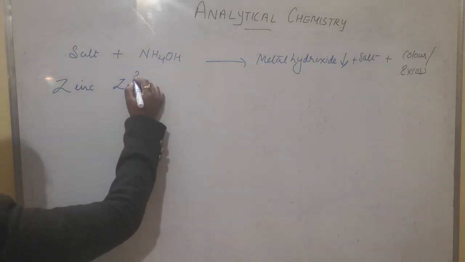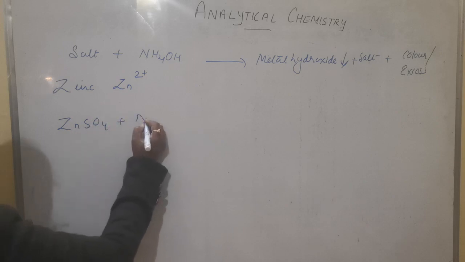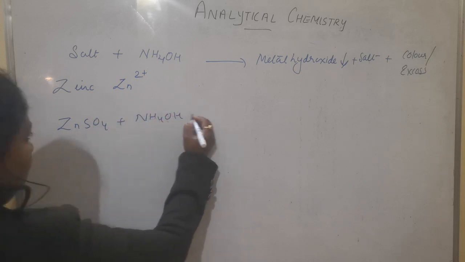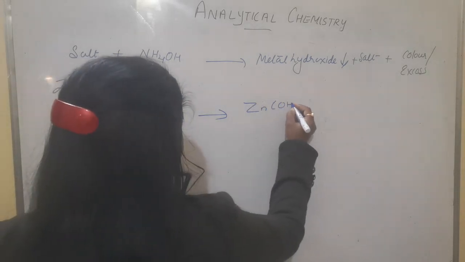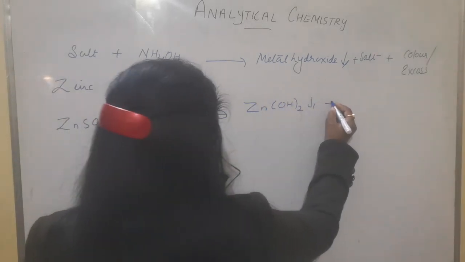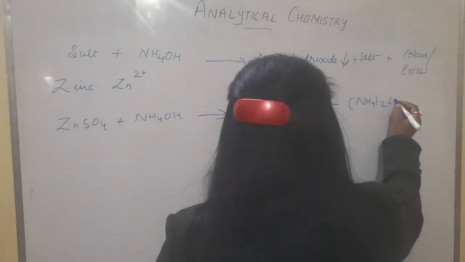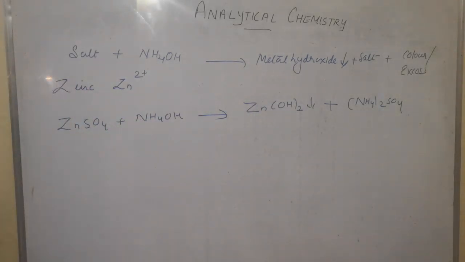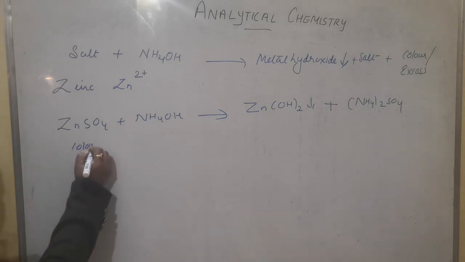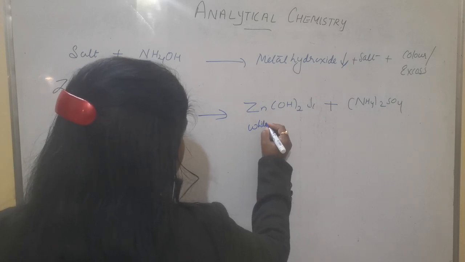Symbol zinc. So we'll take ZnSO4, then we'll add NH4OH and make a precipitate of metal hydroxide and a salt. Now what could be the color of this zinc? So it is colorless. So we will get white gelatinous precipitate.